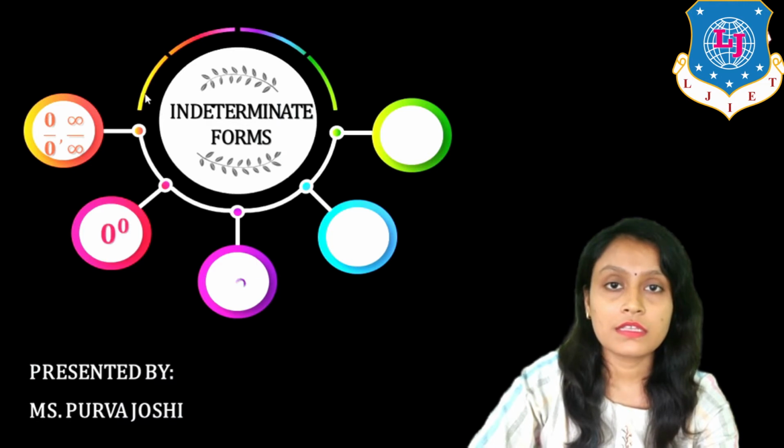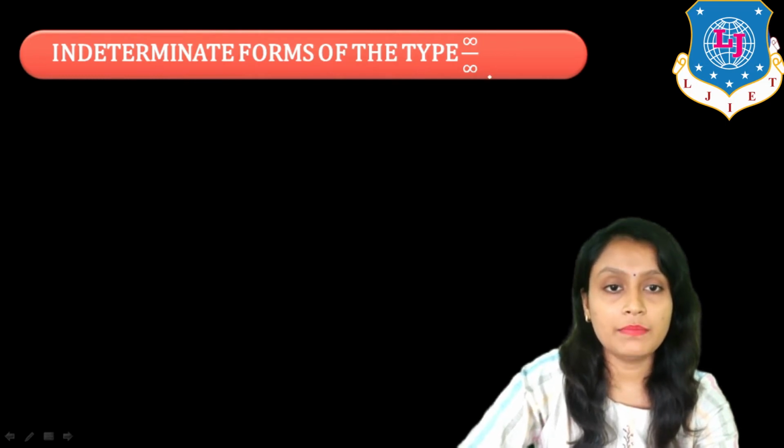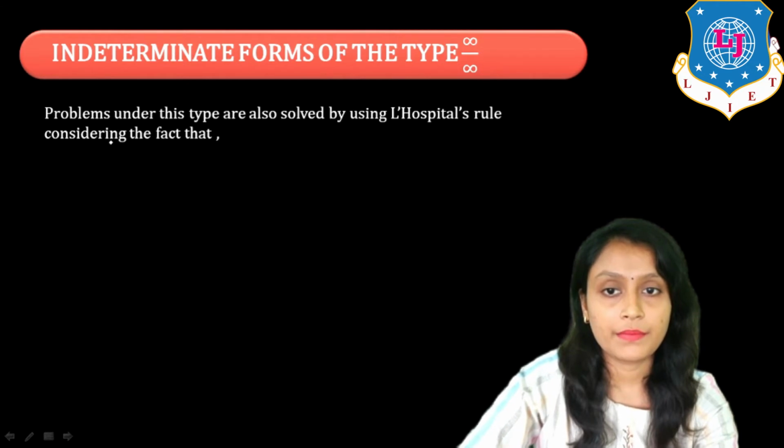Today we will discuss a few more topics of indeterminate forms. So let's begin with the first one, that is the indeterminate form of the type infinity by infinity.